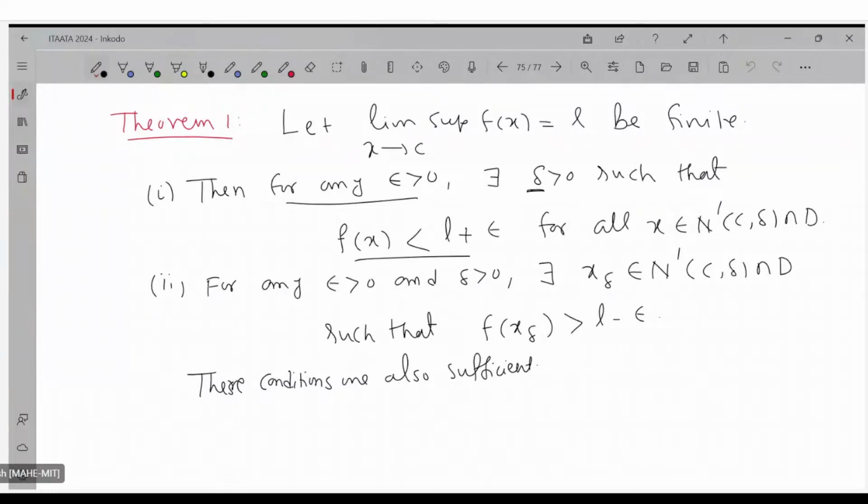Similarly, you have the counterpart for limit infimum. You can get the theorem. We are not writing that down, but the structure you should be clear about. Still, it is not that helpful for getting the limit supremum or limit infimum in practice. So for that we have the following theorem.